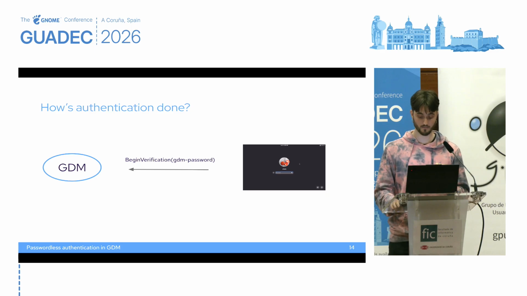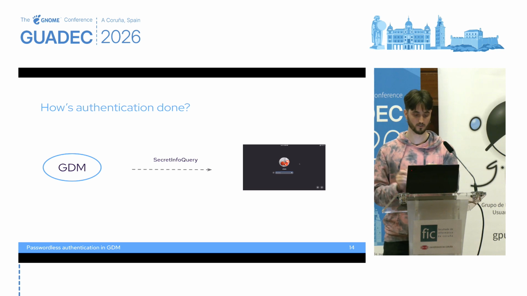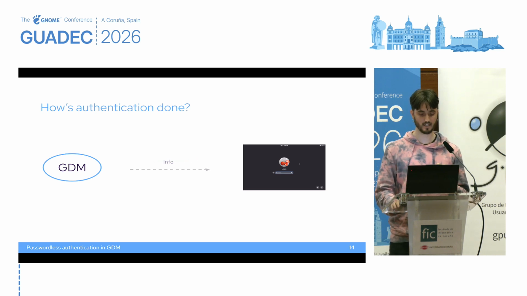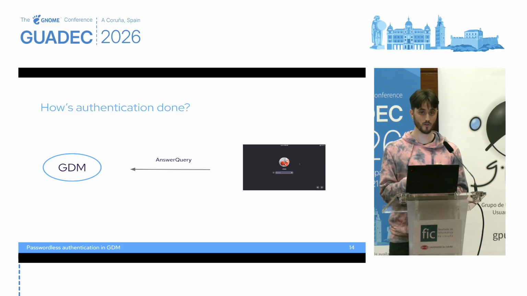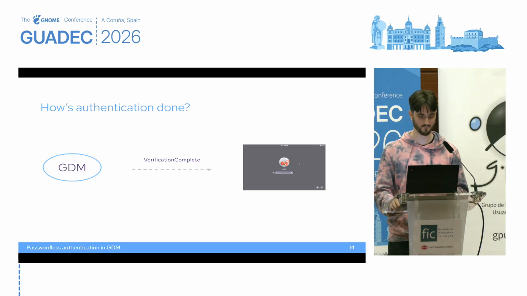Then GDM will send some signals like SecretInfoQuery, which makes GNOME Shell ask for a password, and also could send an Info signal to display some extra text on the screen. And then the user would insert the password, then GNOME Shell will call the method AnswerQuery with this password, and then, if the authentication succeeds, GDM will send the VerificationComplete signal, and the new user session will be started. Great.